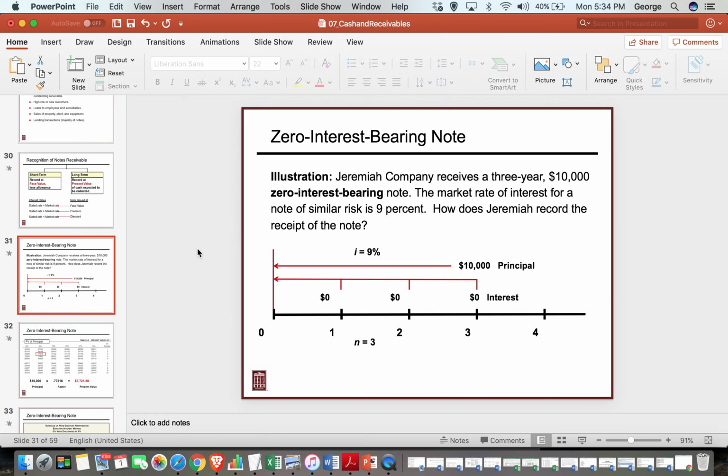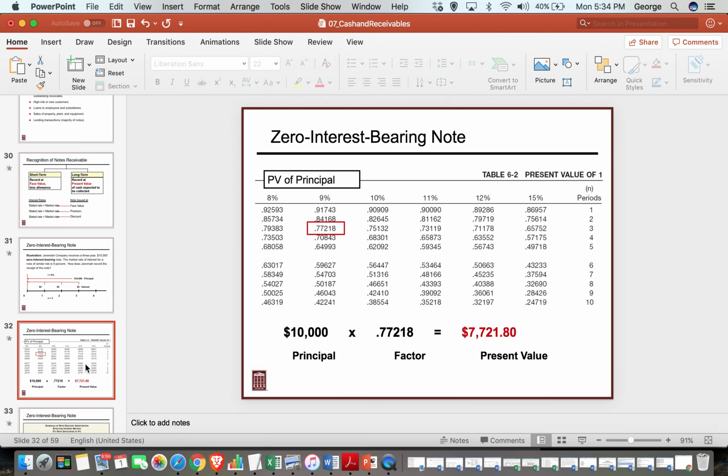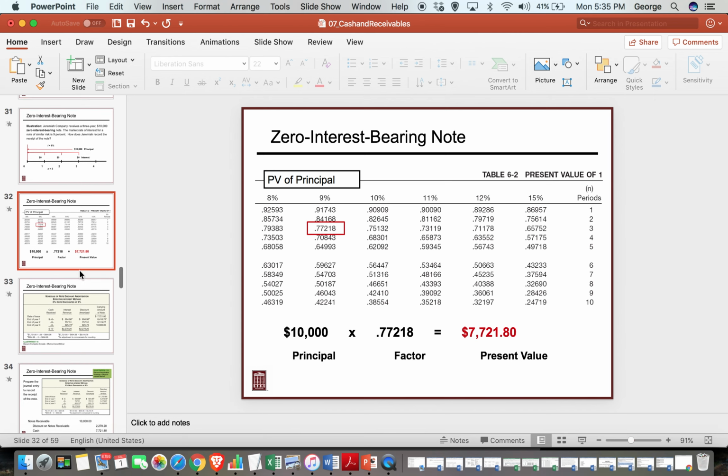How does Jeremiah record the receipt of the note? First of all, we want to find the present value of that note. They gave us a $10,000 note, and the $10,000 is not going to be paid for 3 years. So we'll use the interest rate of 9%, and the factor is 0.7722. We use the present value of a dollar table, because that's for one payment. So we find the net present value of this one payment, and it's $7,721.80. That's the principal part of the note, the present value of the note.